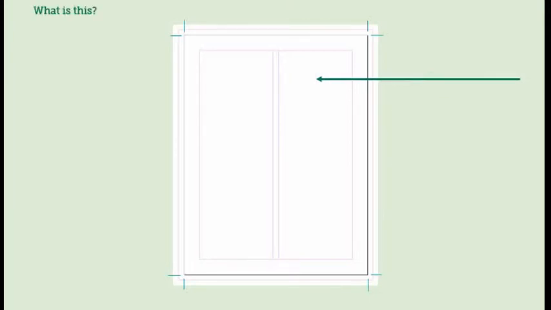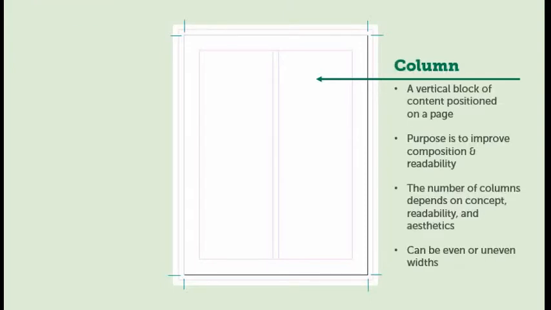Okay, so if that was the margin, what is this space inside the page called? This is the column. So a column is a vertical block of content positioned on a page. This screen grab is showing you a 2-column page. The purpose of columns is to improve the composition and the readability. And the number of columns really depends on your design concept, readability factors, and again, the aesthetics of the design. You can have even columns or uneven column lists within a document.